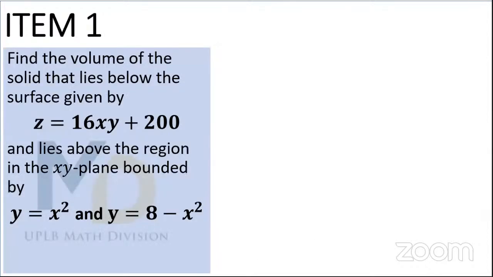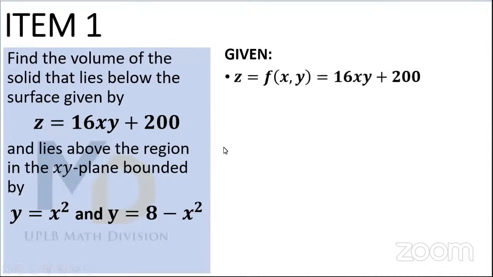Okay? So let's proceed with the exercise items. Start tayo with item number 1. We need to find the volume of the solid that lies below the surface given by z equals 16xy plus 200 and lies above the region in the xy plane bounded by y equals x squared and y equals 8 minus x squared. First thing to do is determine ano ba yung function z in terms of x and y, at saka ano ba yung itsura ng region R para ma-set up natin yung iterative integral ng madali. Given sa atin is z equals 16xy plus 200, siya yung magiging integrand natin.